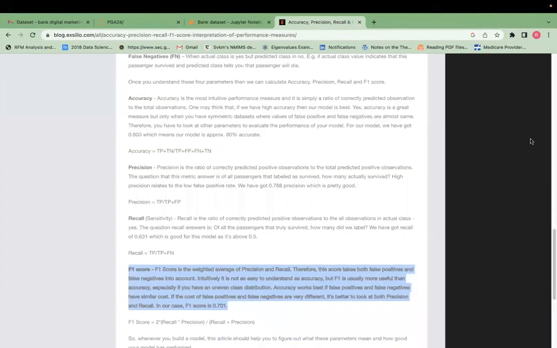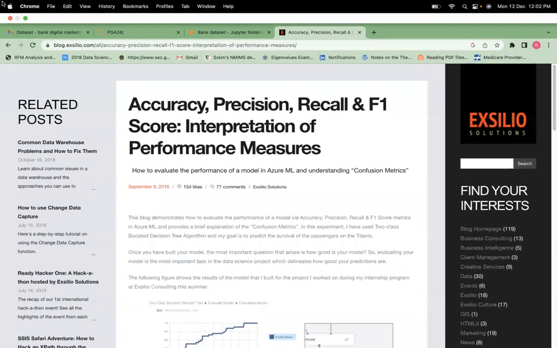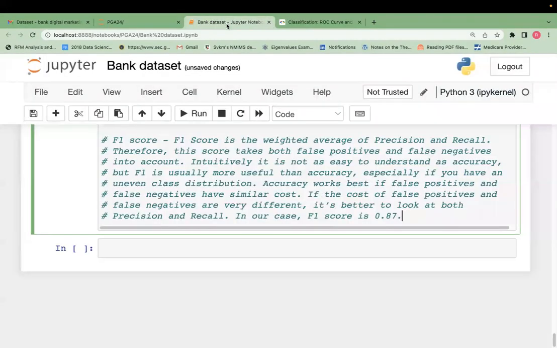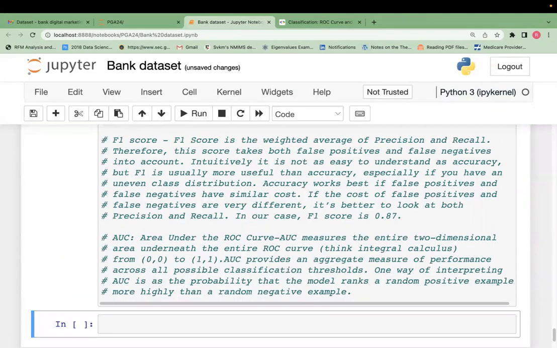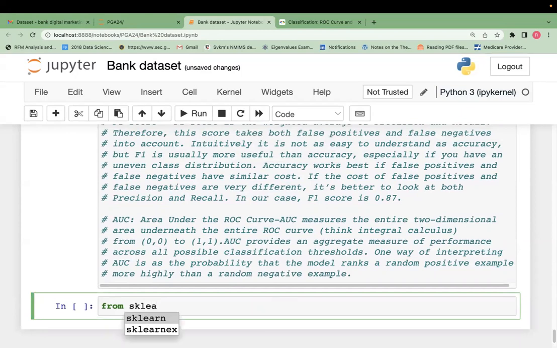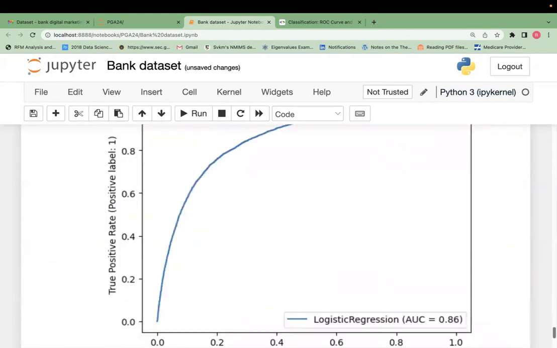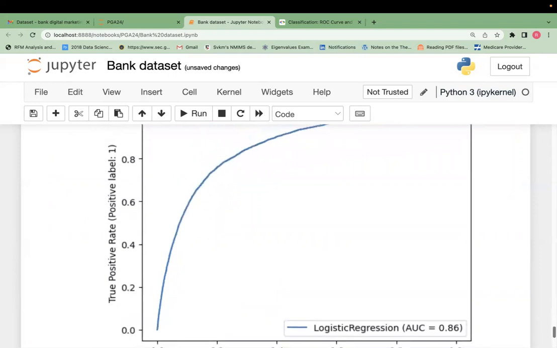One more important metric which you need to understand is the area under the ROC curve, the AUC. This is also a very important metric. It is the aggregate of performance across all possible classification thresholds. One way of interpreting the AUC is the probability that the model ranks a random positive example more highly than a random negative example. From sklearn.metrics, plot_roc_curve, plot_roc_curve, logit, x, y. So we have an AUC of 0.86, an area under the curve of 0.86.